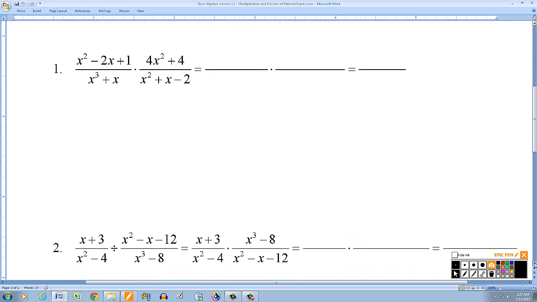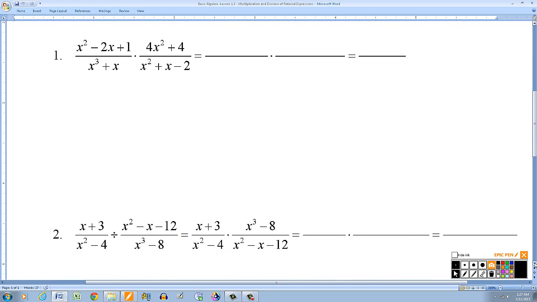Okay. Now, in the division of fractions, they can write x plus 3 over x squared minus 4 divided by x squared minus x minus 12 over x cubed minus 8. Or they could write the first fraction x plus 3 over x squared minus 4 and then a division line under that, and then write this below it. It's the same format, okay? But we know that when you divide fractions, you invert, right?